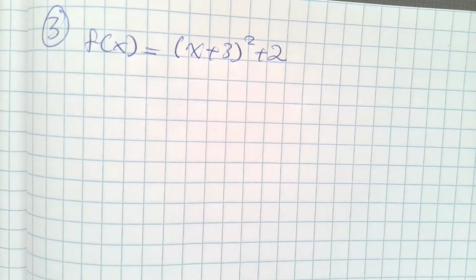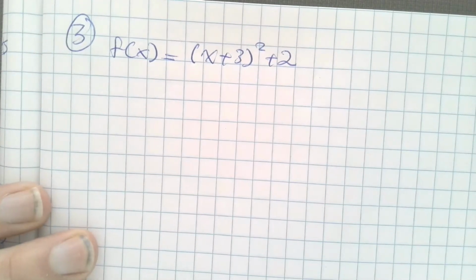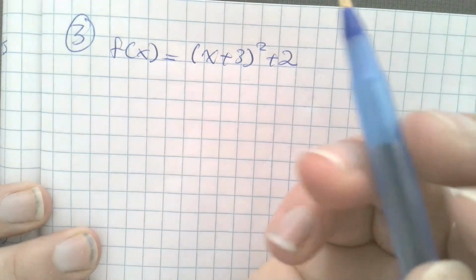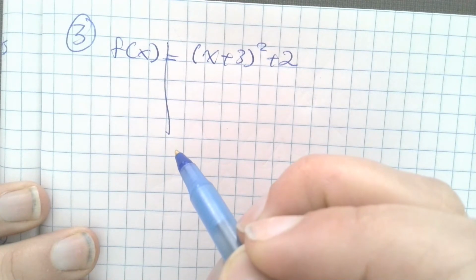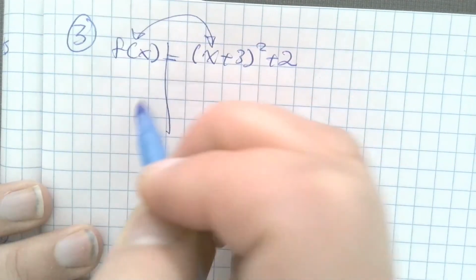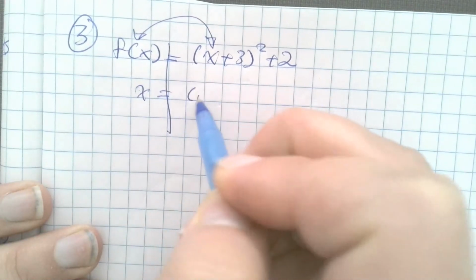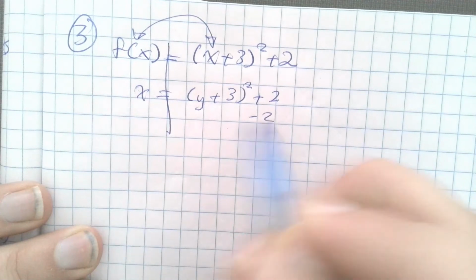Are we ready to go? All right. Mario, do you know what our first step is? Subtract the 2. That's our second step. What do we do first to get started? Anybody? Swap them. Yep. And then we subtract the 2.